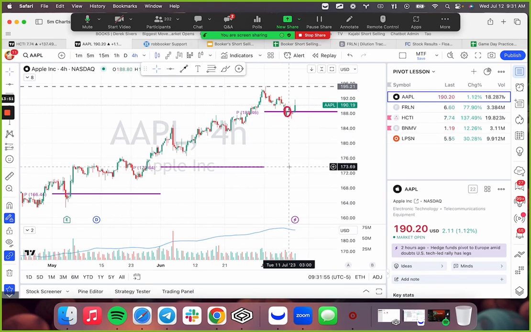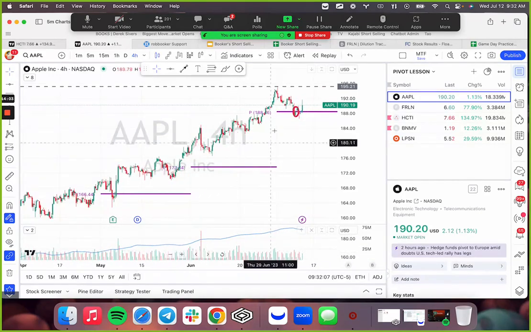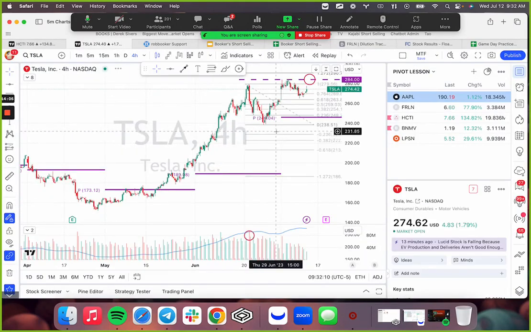You don't use these to take trades right off the bat. If you do, you'll be jumping the gun. Apple might not be ready to fall to these pivots. So keep that in mind as you look at stocks.